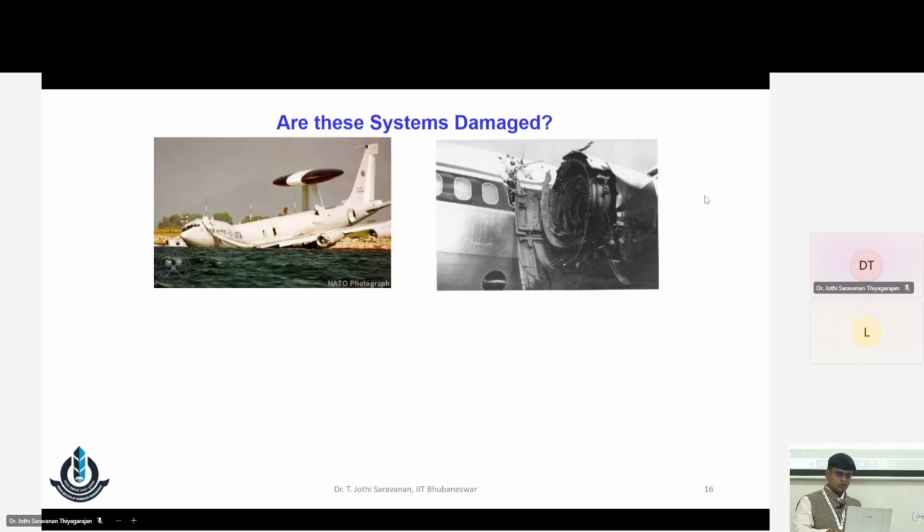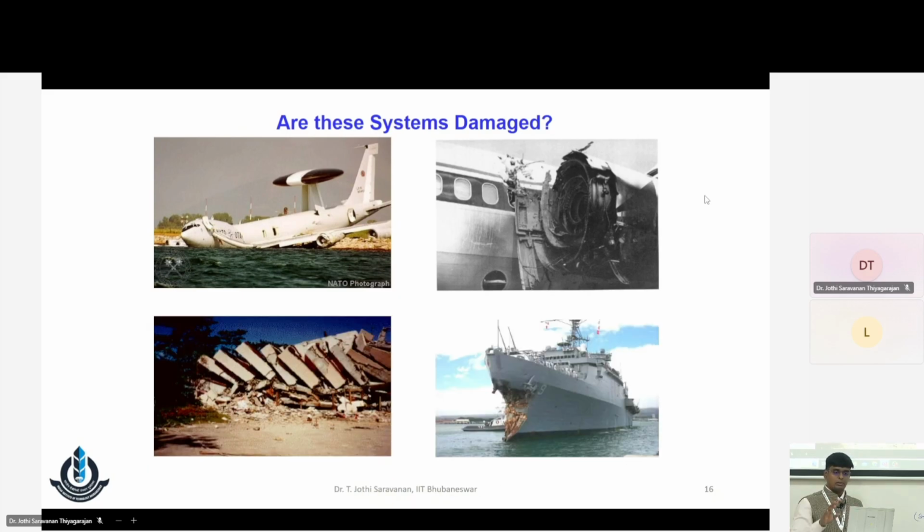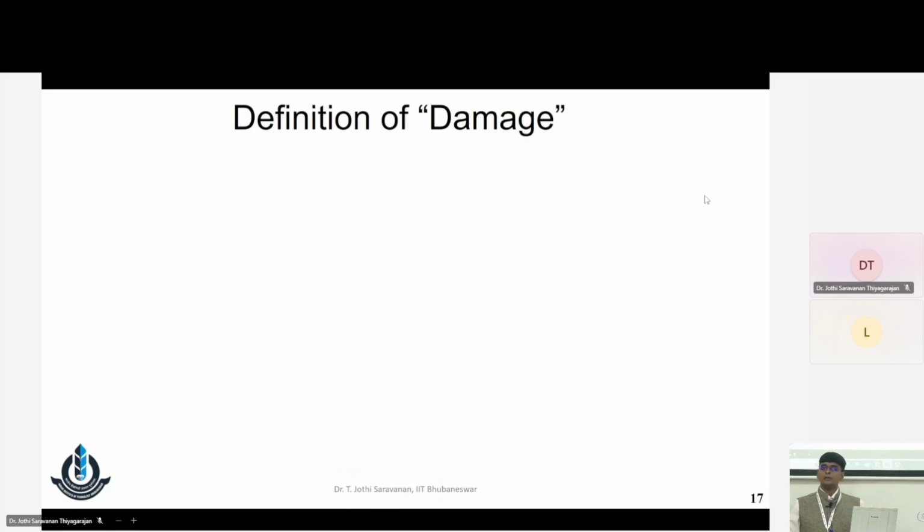So of course, are these systems damaged? Yes, right. I think all are damaged. This is relatable to our civil engineering. I just took these pictures from various other fields, aerospace, marine. This one is because of some earthquake, where an earthquake tries to shatter the whole multi-story building, right. So now, what is the definition of damage?